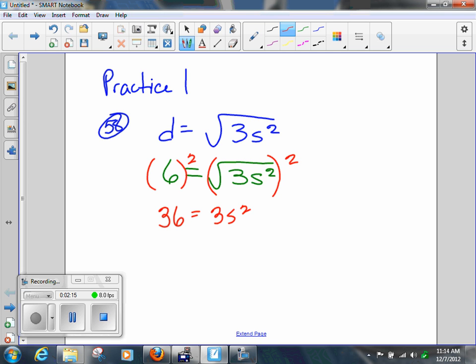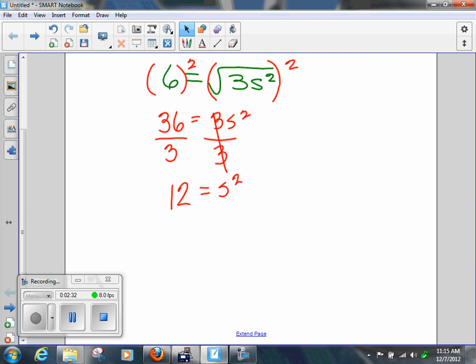And now what do I do, folks? Now I just solve for s. So here we go. Divide by 3. And I get s squared is equal to 36 divided by 3, which is 12. And now what? I have to take the square root of both sides. Really? I just did that up there. Okay, but it's okay. Watch. The trick.